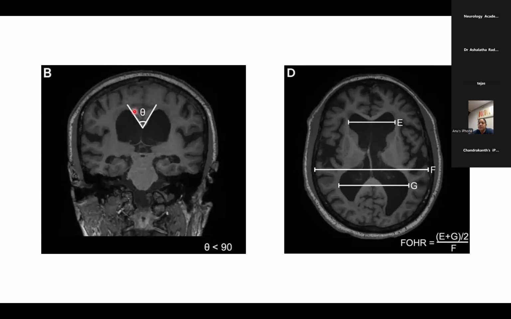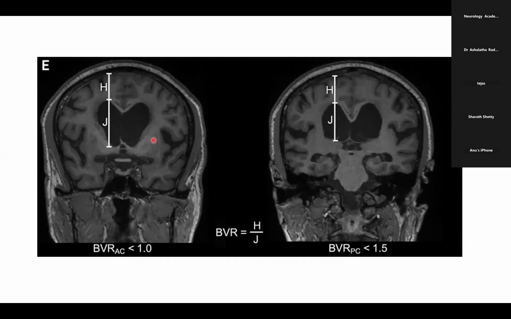Coming to other measurements, this is the callosal angle, which is the angle between the superior walls of the lateral ventricles that line the inferior portion of the corpus callosum. The right side diagram shows an MRI. It shows the frontal occipital horn ratio. It is the average of the frontal width and the occipital width, which is summed as E by G, and the mean is calculated. And then it is again divided by the diameter of the inner table of the calvarium. The cutoff is described as 0.48.